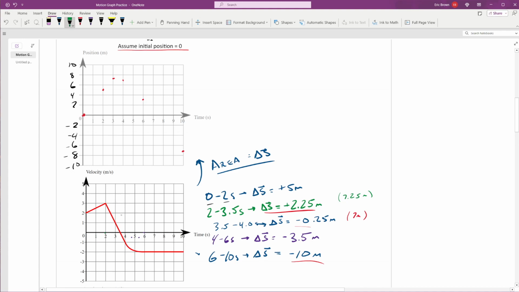Some key things to look for would probably be when you have zeros. So for example, at 3.5 seconds, my velocity is 0, which tells me that at 3.5 seconds, this graph should be flat. The tangent line should be flat. So I'm going to have a peak of a curve here, I think.